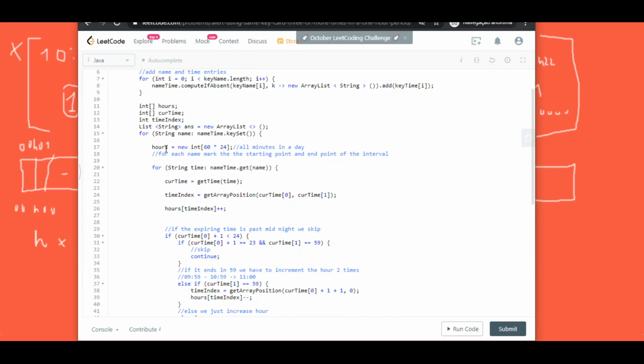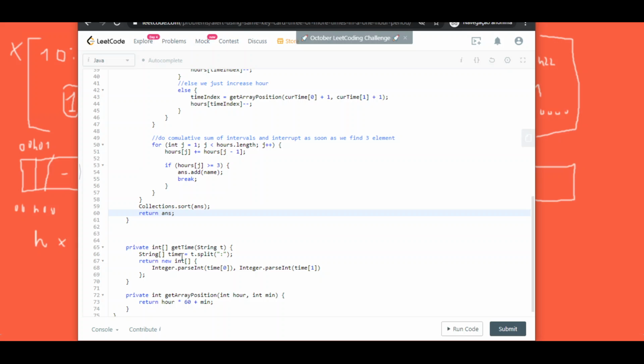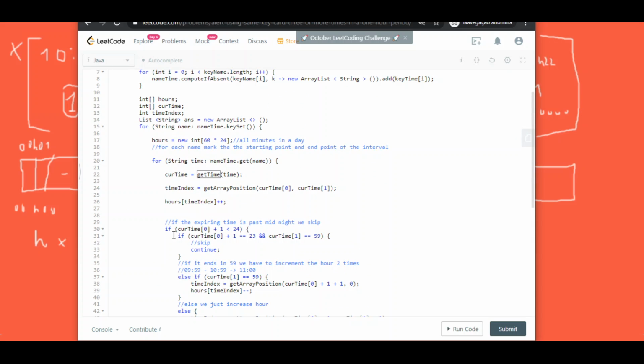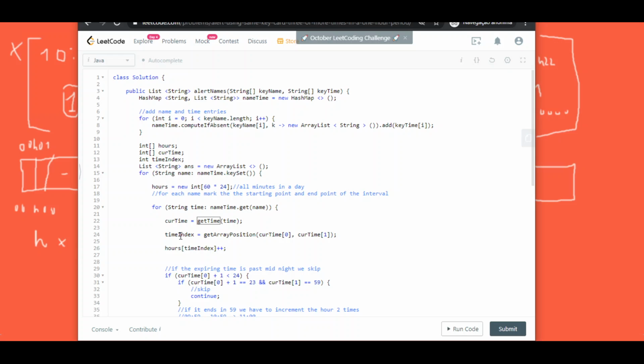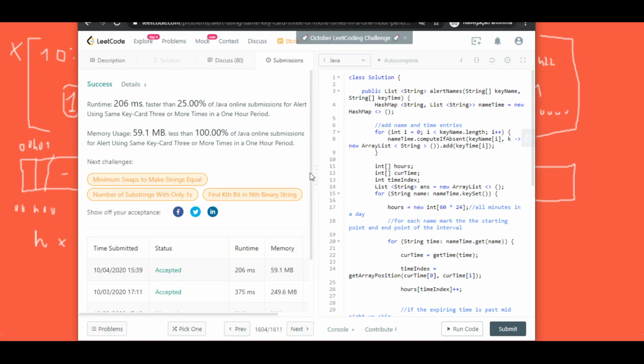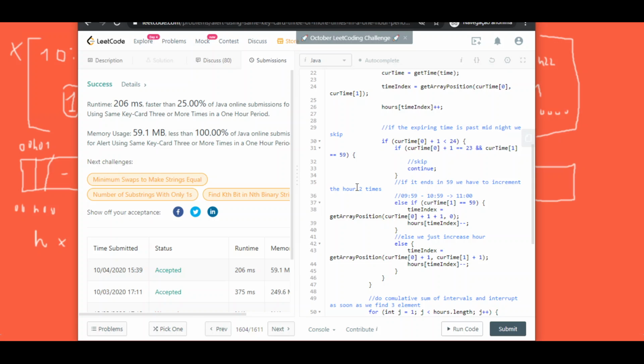Then we do this for all the members, and in the end you sort the list and you return it. Get time is as simple as splitting the string and returning an array, and that's about my solution. Hope you have enjoyed. Let's run it. It is slow, and I know why it is slow. It is an approach that could be improved, but it was what I was able to come up with under the pressure of the moment.